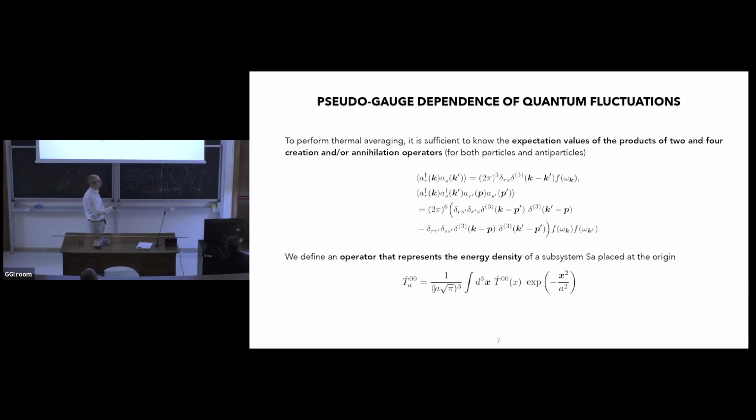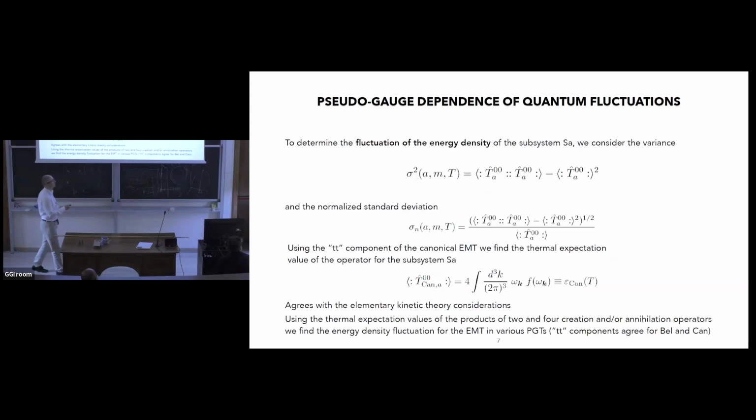This will be just an integral over the volume of the T00 component, modified by a Gaussian-like profile to avoid the problems at the edges of the system. And now you can determine the fluctuation of the energy density of such a subsystem, and study what will happen if you change the size of the subsystem. The characteristic for us was the variance, which will basically be a function of the size and the mass of the particles. Yes?